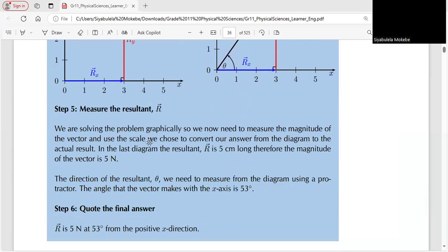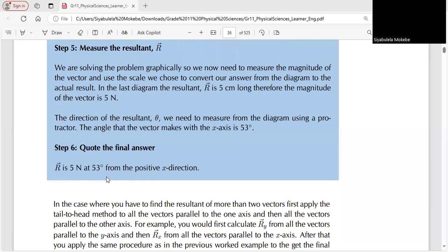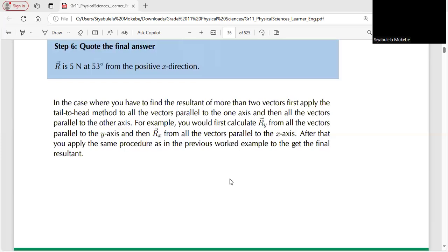We are solving the problem graphically, so we now need to measure the magnitude of the vector and use the scale we chose to convert our answer from the diagram to the actual result. In the last diagram, the result is 5 centimeters long. Therefore, the magnitude of the vector is 5 Newton. The direction of the resultant theta we need to measure from the diagram using a protractor. The angle that the vector makes with the x-axis is 53 degrees. Therefore, R is 5 Newton at 53 degrees from the positive x direction.